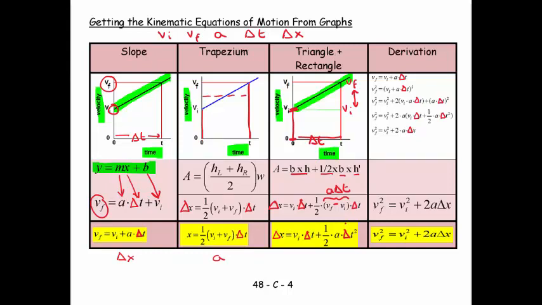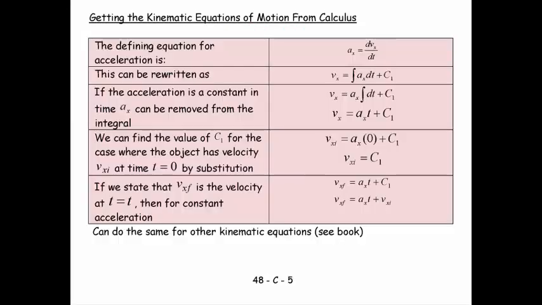And in this one, we have 4 parameters, and the one we're missing here is Vf. And in this one, we have 4 parameters, and the parameter we're missing is delta t. With those 4 equations, we can cover pretty well every kinematics situation we want to look at. We can do the same thing using calculus. Just look in the book for that.